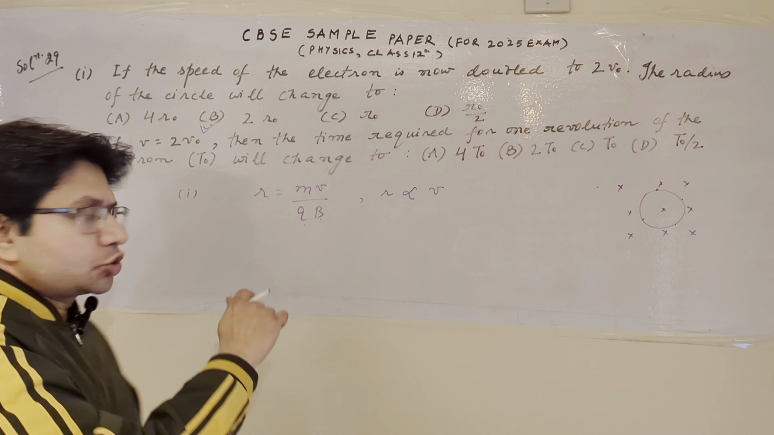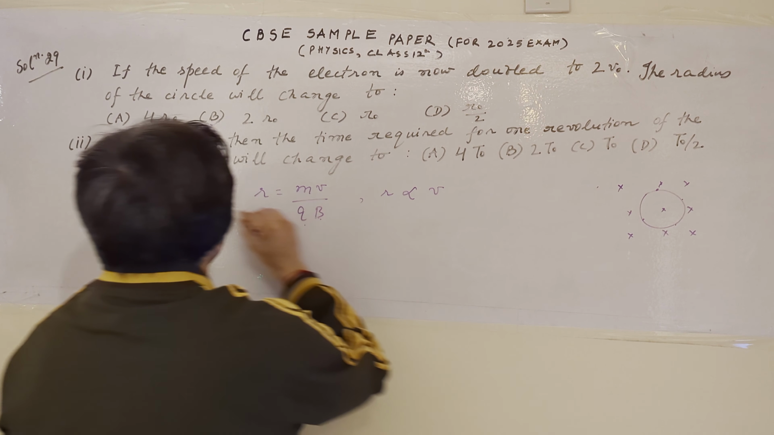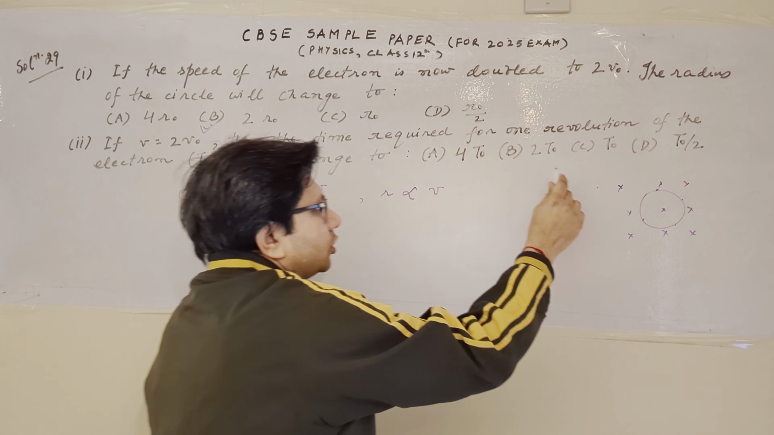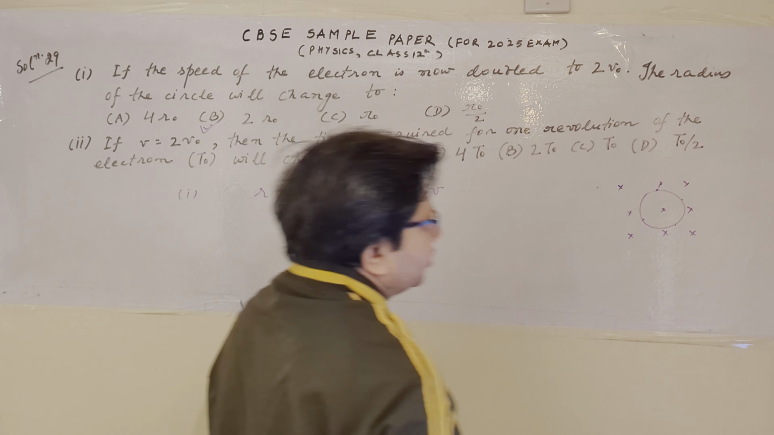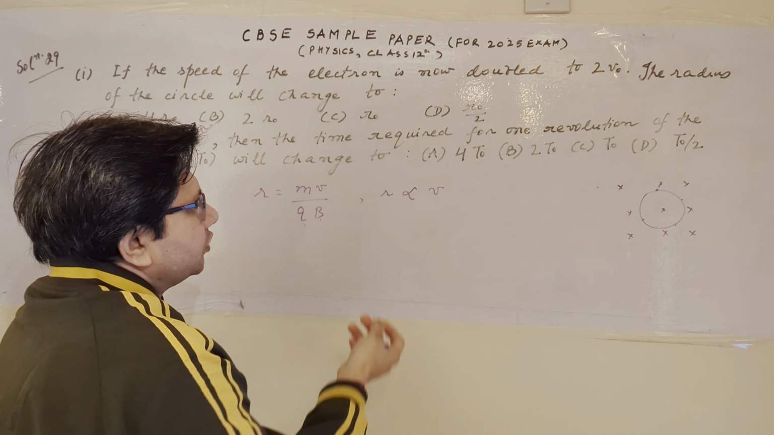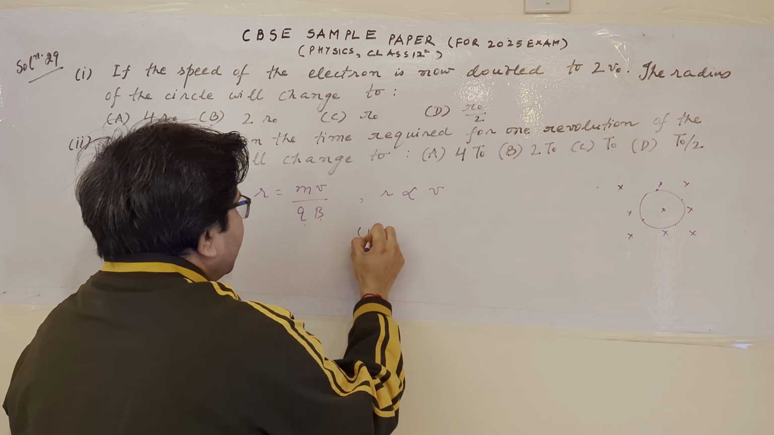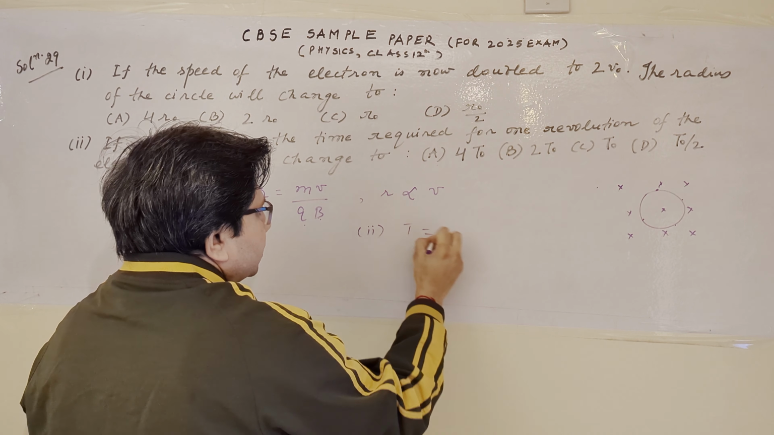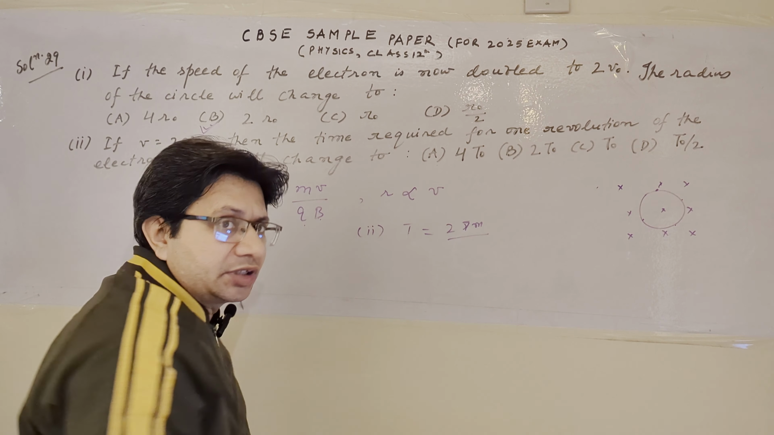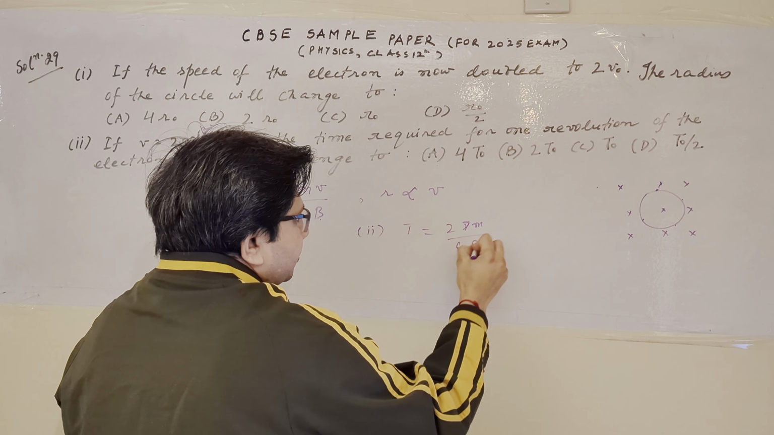The second question is, if v equals 2v0, then the time required for one revolution of the electron, t0, will change to option A 4t0, option B 2t0, option C t0, and option D t0 by 2. In this problem, if the velocity is increased 2 times, then we have to find out the change in the time period. For this part, we have to know the expression for the time period of revolution of a charged particle moving in a uniform magnetic field. It is 2 pi m upon qB.